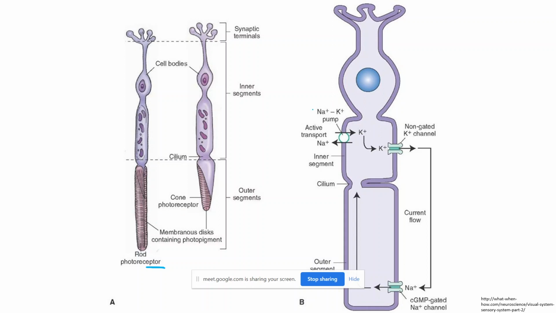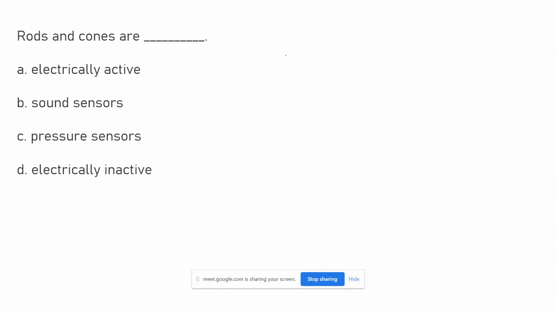And another important thing to note in these kinds of cells is that they have extensive ion channels and ion pumps through which they constantly and actively transport sodium and potassium ions. So as you can see here in the structure, it has a sodium potassium pump, then it has non-gated potassium channel, then it has active transport sodium channels and so on. From this brief discussion, I move on to the next question, and you'll find a hint for the answer here. So rods and cones are electrically active, sound sensors, pressure sensors, or electrically inactive.